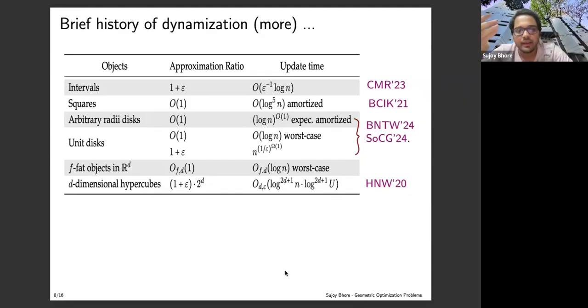And based on a lower bound for the static case by Daniel Marx, one can show a reduction that if one wants to maintain a 1 plus epsilon approximate solution for unit disks, let's say in the plane, it's not possible to go sublinear. So the point is that the 1 plus epsilon maintenance regime is gone for any kinds of objects beyond intervals. So the goal is always to do constant factor maintenance if one wants a sublinear update time.